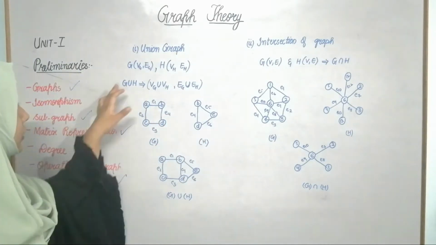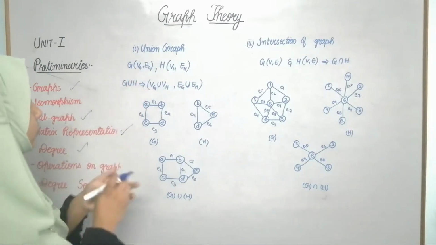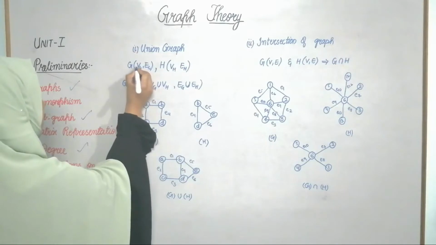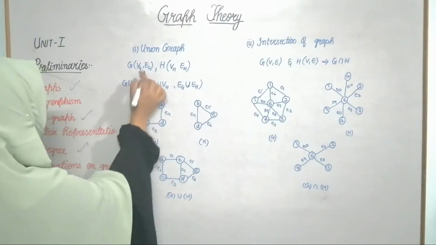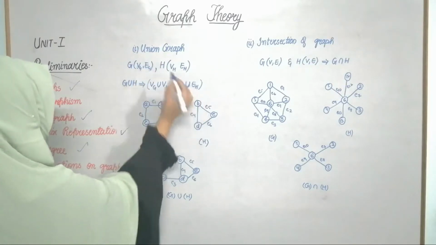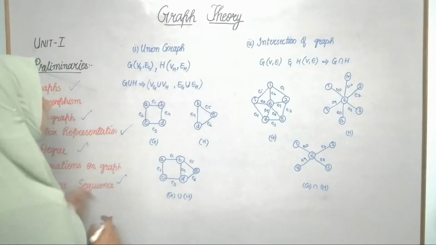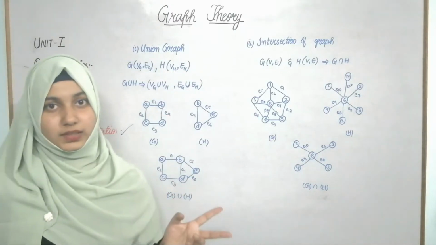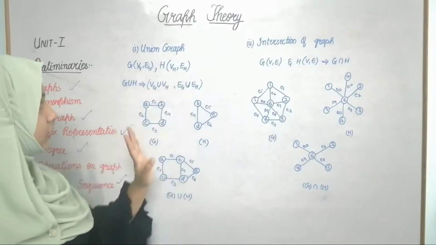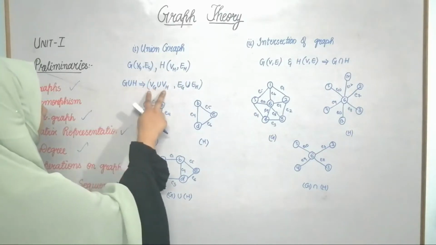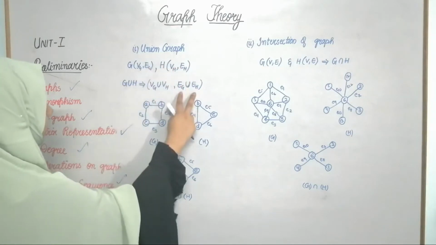If we state the definition, we have a graph G, which has VG, a vertex set of G, and EG, an edge set of G. Same way, we have a vertex set of H and an edge set of H. We know any graph contains vertices and edges. So vertices and edges of G and vertices and edges of H. If we take the union, the vertices will be added with the vertices and the edges will be added with the edges.